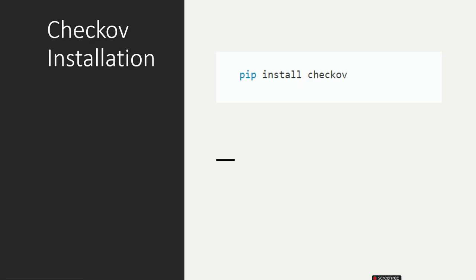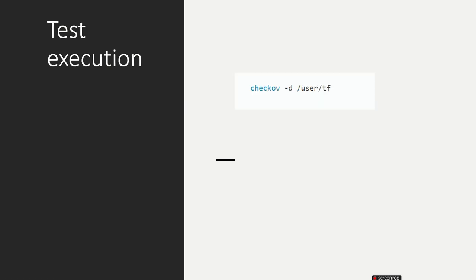So the next thing is, in order to run or execute your static code analysis using this Checkov tool, we need to install it to our system. In my case, I'm using a Linux VM, so there I'm using this particular command to install Checkov: pip install checkov. And then in order to run the test suite, you can use this command.